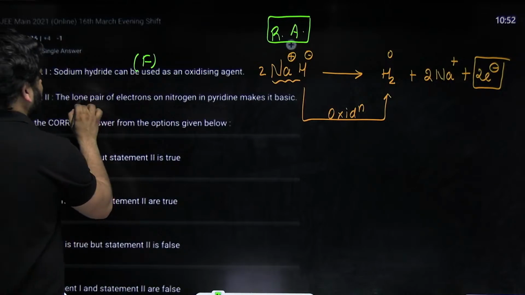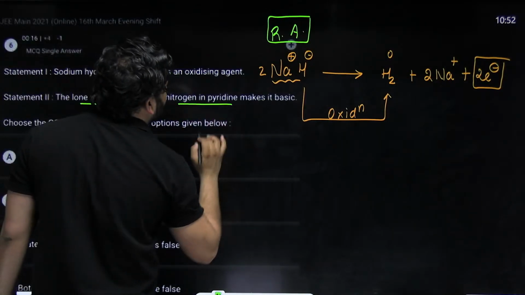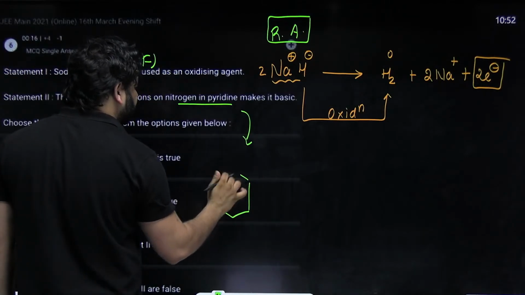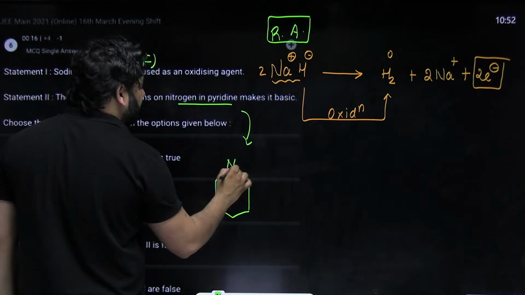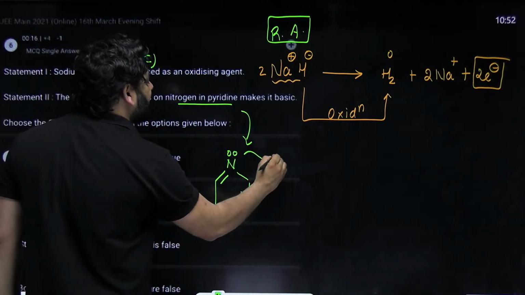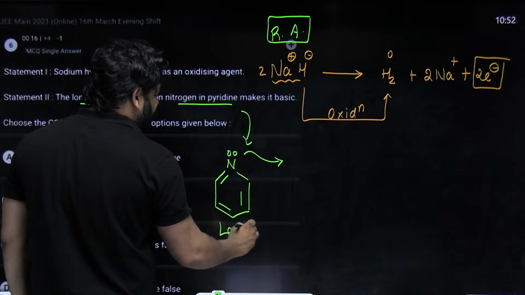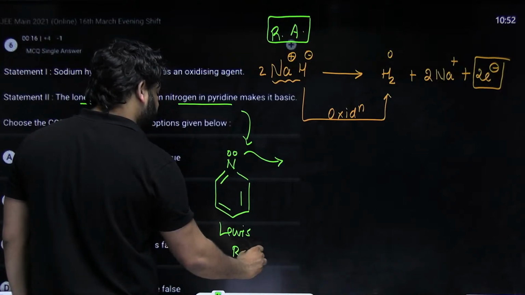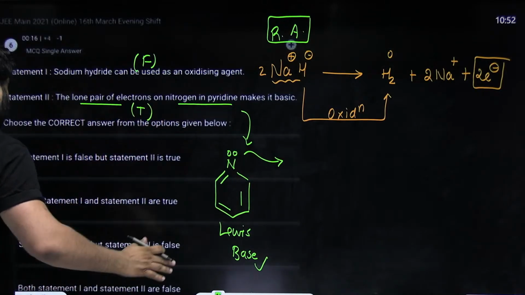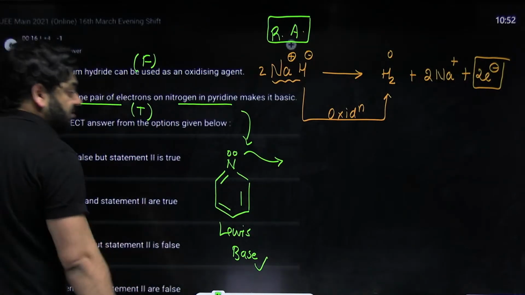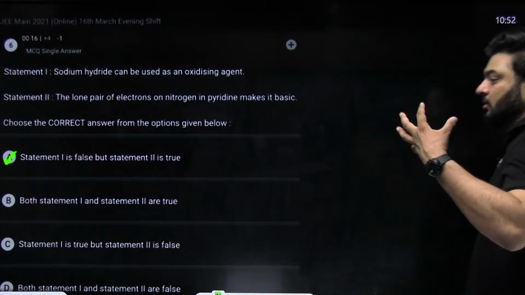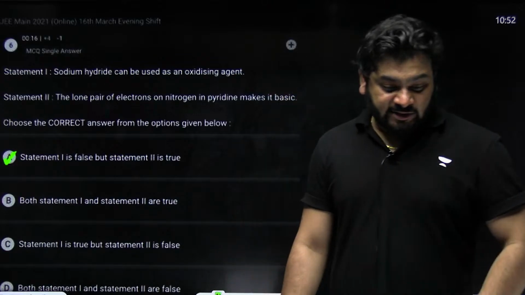The lone pair of electrons on the nitrogen in pyridine makes it basic. Absolutely correct, because this is how the structure of pyridine looks. It's an aromatic compound, and the lone pair can be donated, which makes it a Lewis base. Now what is a Lewis base? That you will understand very soon. So the correct answer should be: the second is a true statement and one is false. One is false, two is true. A is the correct answer. Let's see if A is correct or not. A is absolutely correct, everybody.